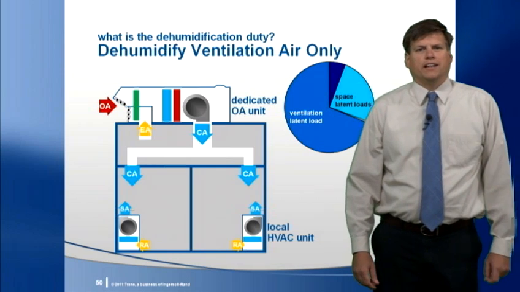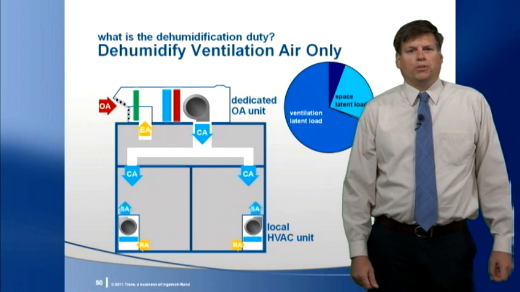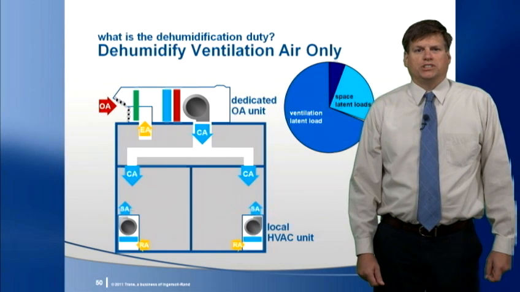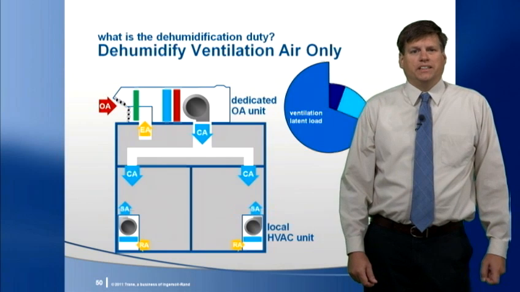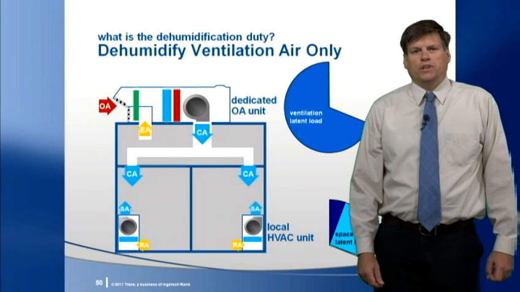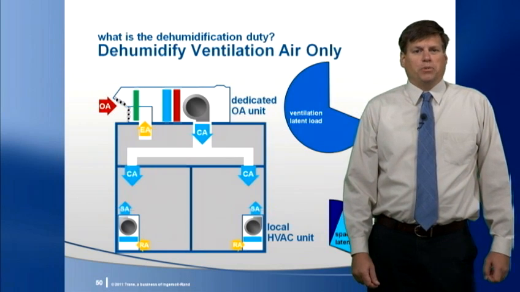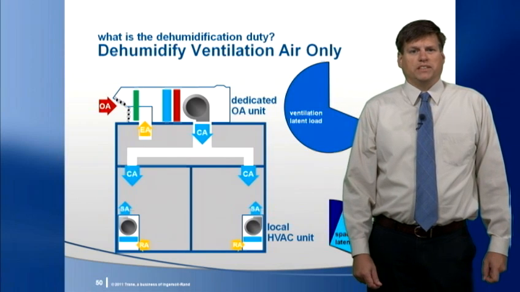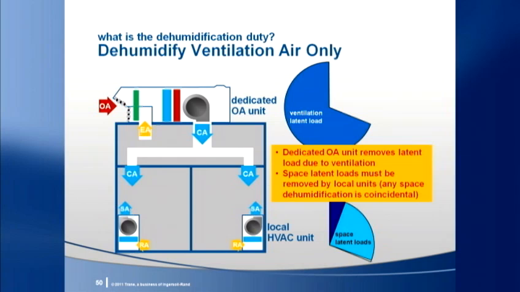Typically, the goal of a dedicated outdoor air unit is to control the humidity in the space, but sometimes this isn't the goal. The goal might just be to make sure the outdoor air is not introduced to the space untreated. In this case, the outdoor air is dehumidified to the desired space dew point, removing only the latent load due to ventilation. It's not dehumidified any further to remove space loads. In this case, the space latent loads must be removed by the local cooling equipment.